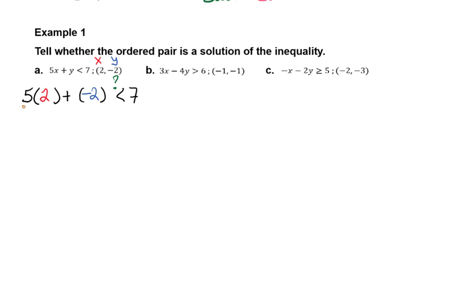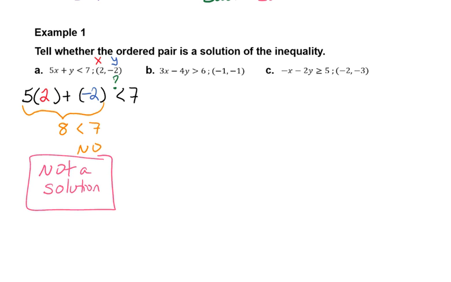So if we use our calculator and we plug in 5 times 2 plus -2, we're going to get a value of 8. So the question is, is 8 less than 7? And that answer is no. And so that's going to tell us that this is not a solution.